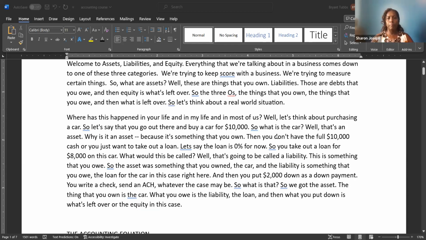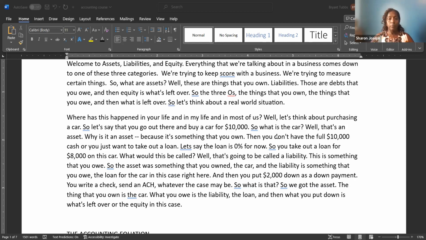So let's talk about a real world situation. Have you seen this happen in your life? Let's talk about purchasing a car. Let's say you go out there and buy a car for $10,000. So what is the car? Well, that's an asset. Why is it an asset? Because it's something you own.